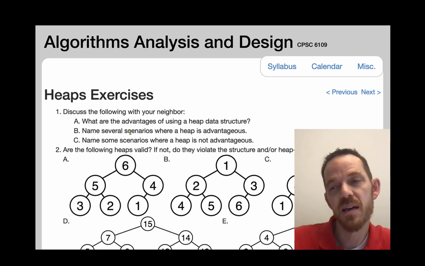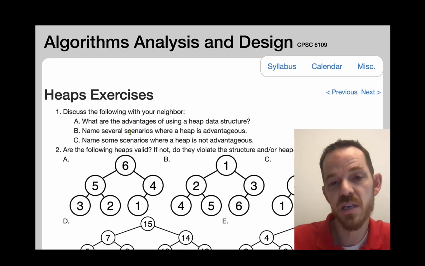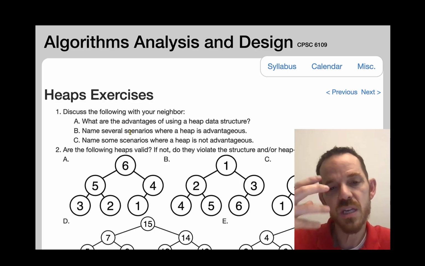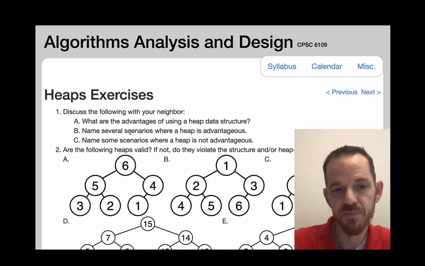Another, more technical scenario would be operating system process scheduling. Which process should we run next? Or even a to-do list selector. So what is the common theme of all those scenarios where a heap would be advantageous? And what's a common theme of scenarios where a heap would not be advantageous?